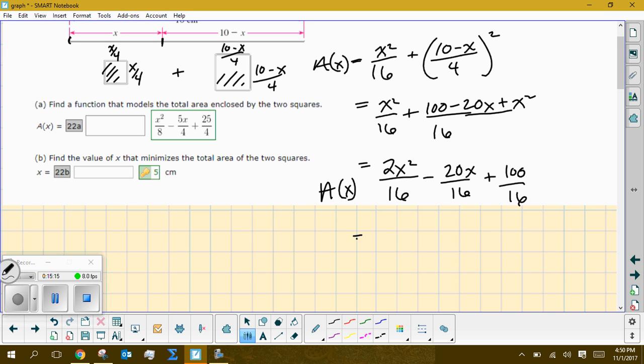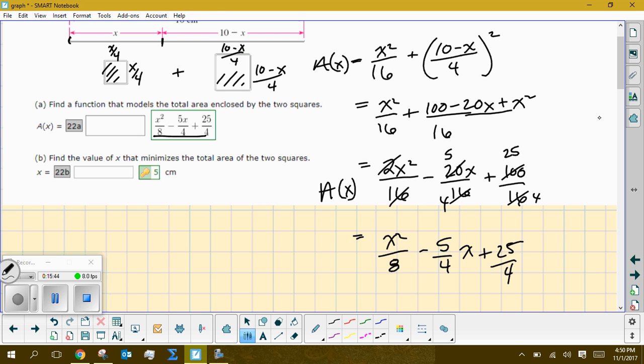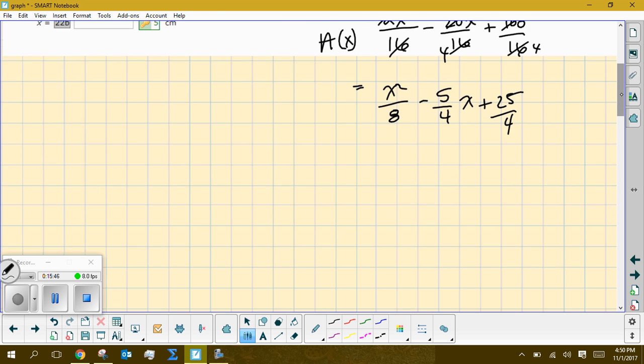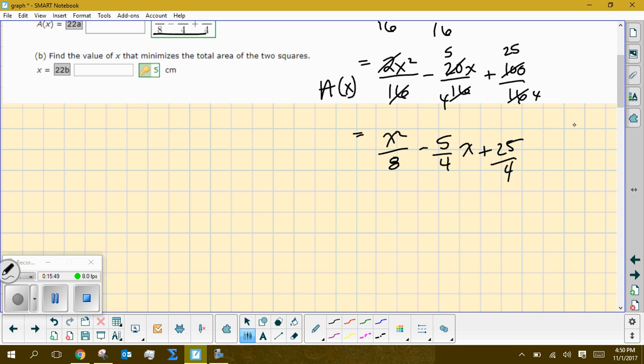Now through some simplification, cancel, cancel, that leaves me x squared over 8. Both these have a factor of 4 in them, so it gives me negative 5/4 times x, and both these again have 4 in them, so it gives me 25 over 4, so plus 25/4. And you do see that matches up with what we had here. Now it asks us to find the value of x that minimizes the area.